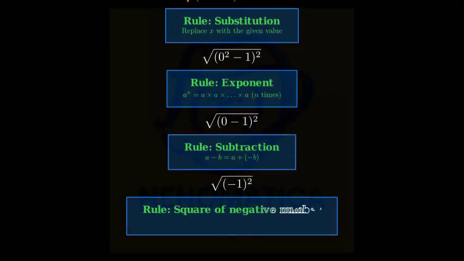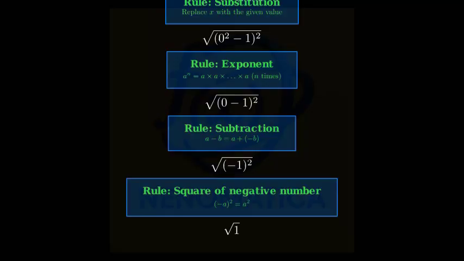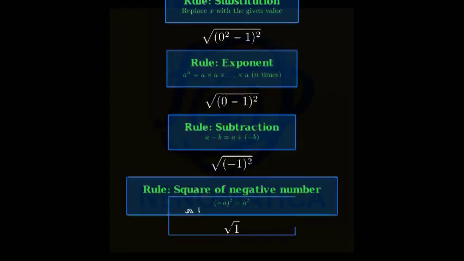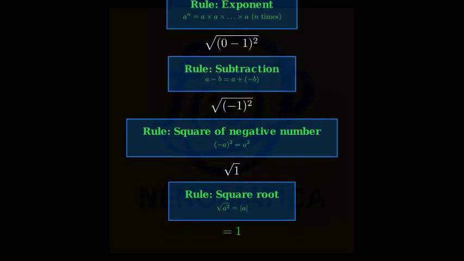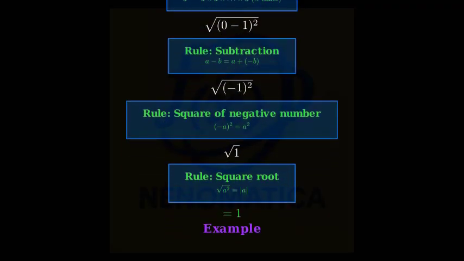Now, let's calculate -1 squared. Remember that when we square a negative number, we get a positive result. So -1 squared equals +1. Finally, we take the square root of 1. The square root of 1 is 1. Let's move on to our second example.